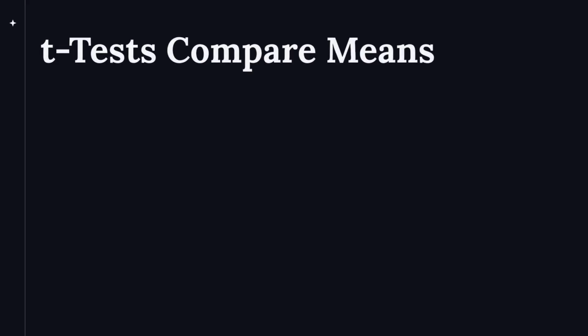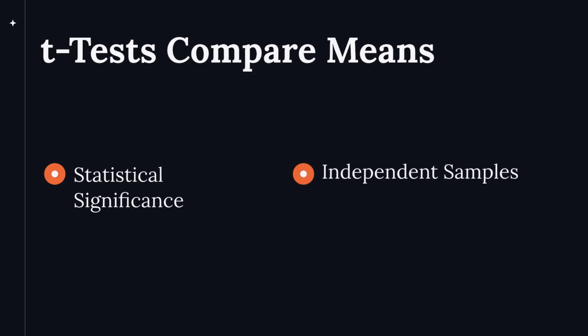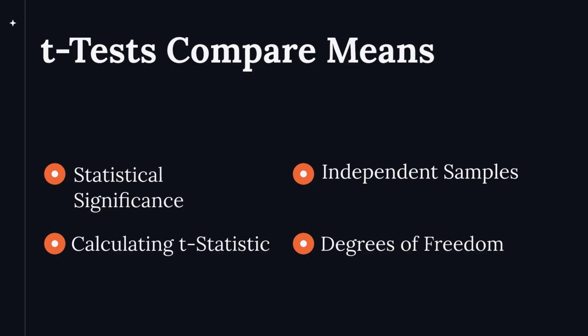T-tests compare means between two groups. They determine if differences are statistically significant. Independent samples t-test is commonly used. Calculating the t-statistic and degrees of freedom is crucial. Conclusions are drawn about the significance of differences.